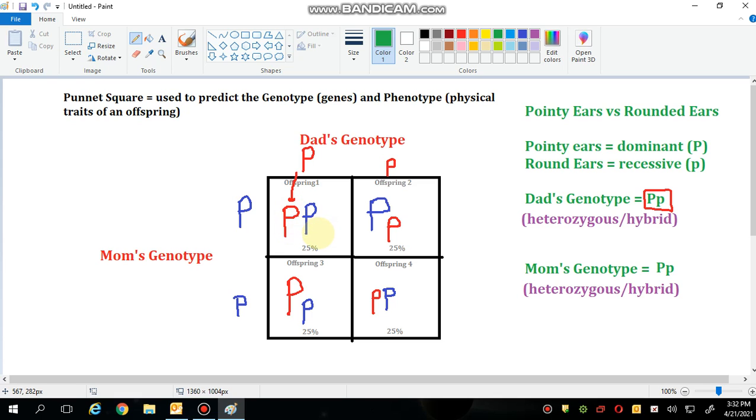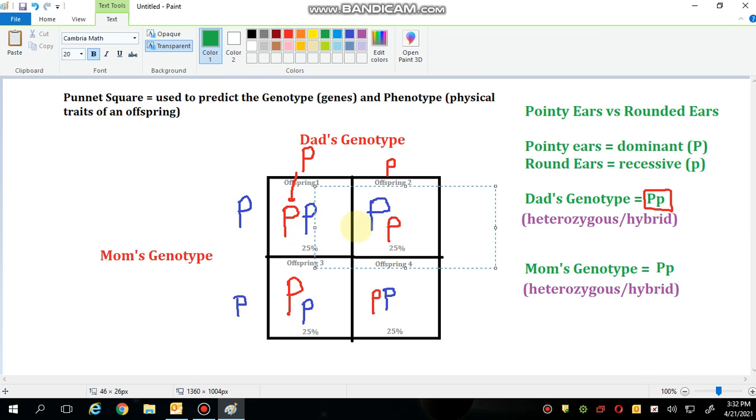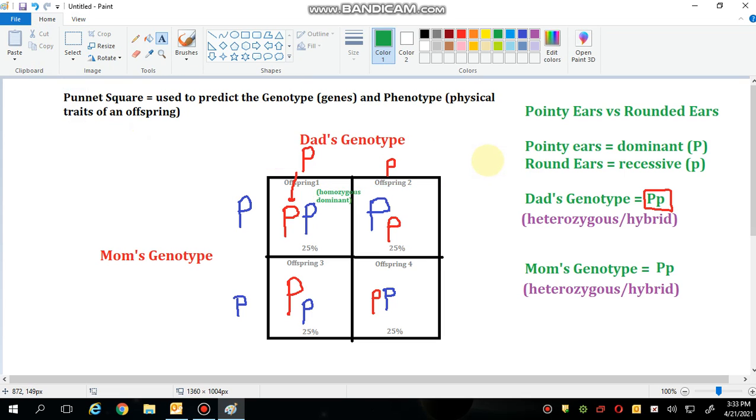Capital P, capital P. They're two dominant genes, which means that this kid, offspring number 1, 25% of the kids born will probably be homozygous. Let me make it a little bit smaller so you can fit in. Homozygous dominant, because there are two capital P letters there.